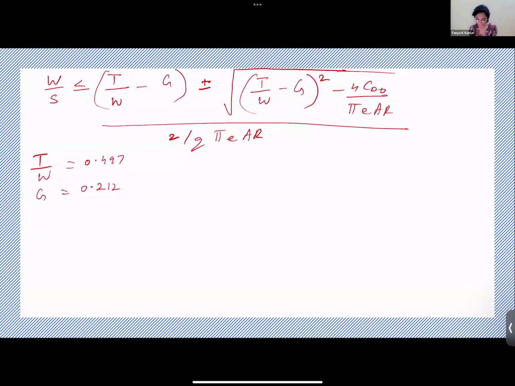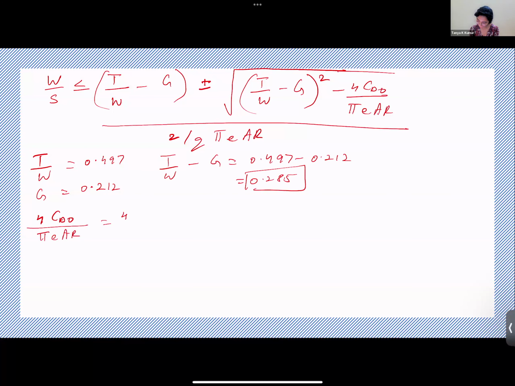Let's just try doing this. So just quickly find out thrust loading minus G is 0.497 minus 0.212, around 4.285. So that is one term. Then let's do that for CD naught by pi PAR.